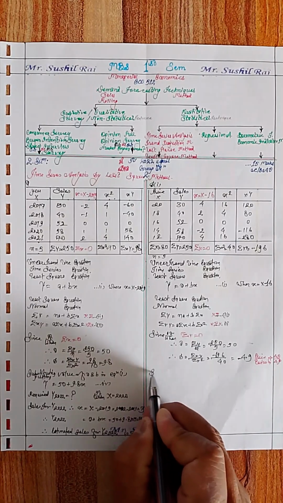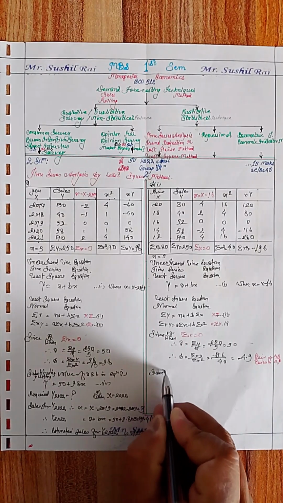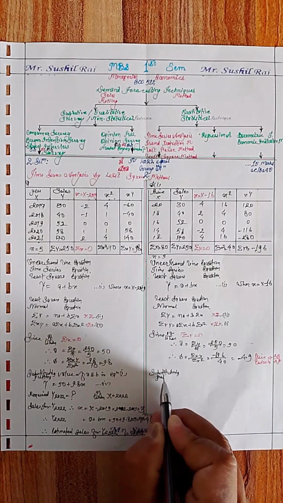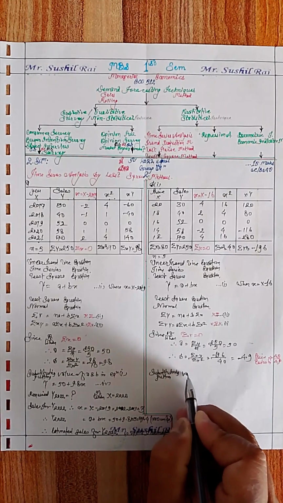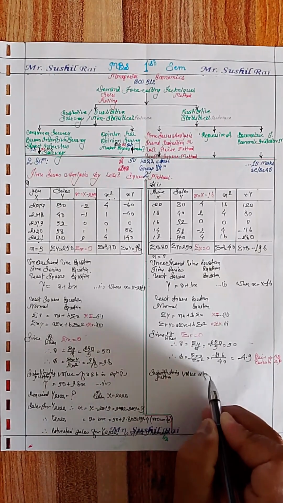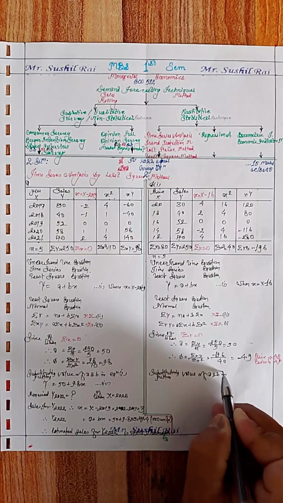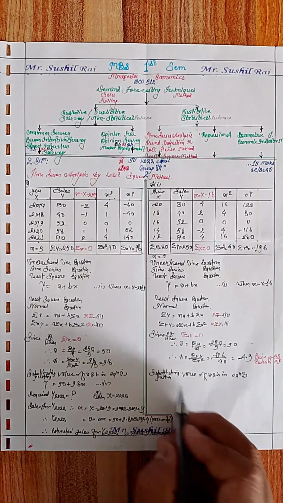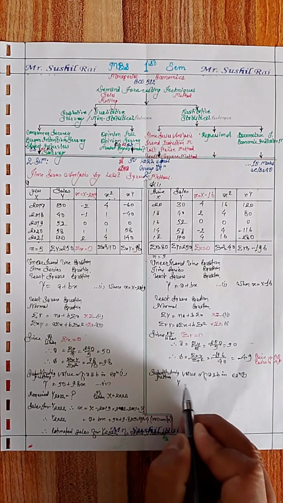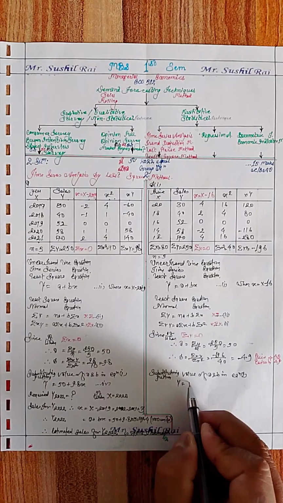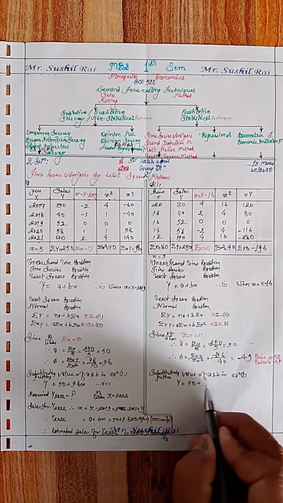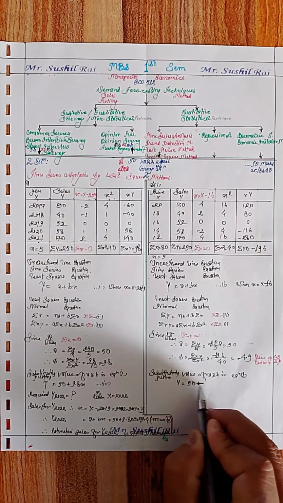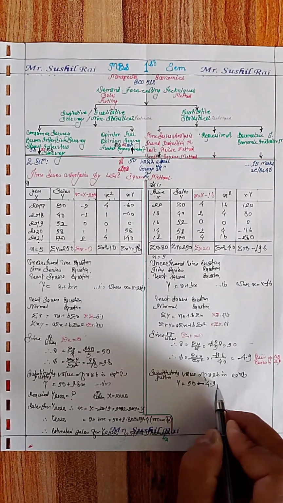Substituting the value of a and b in equation I, y is equal to 50 plus (t minus 4.9 x) ... equation IV.